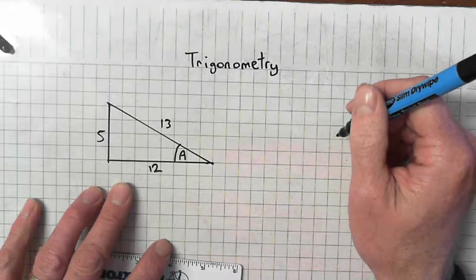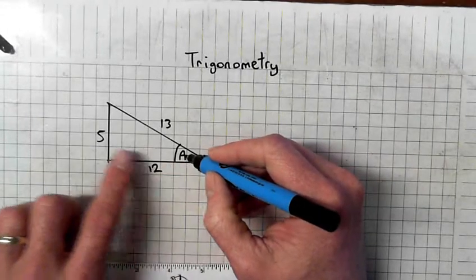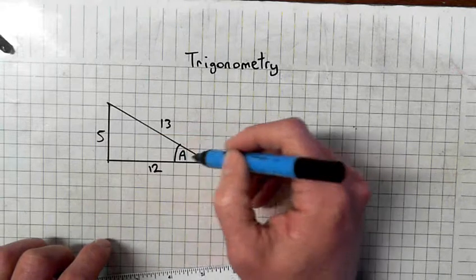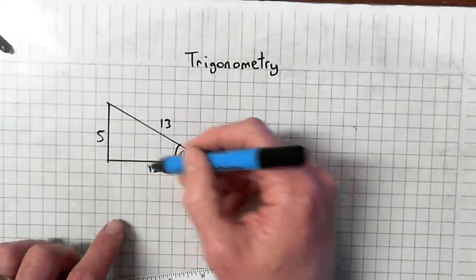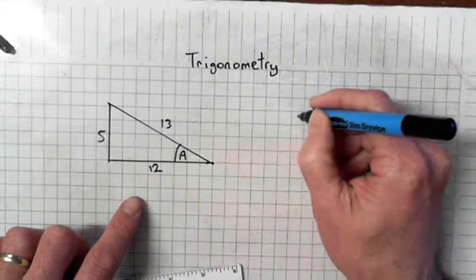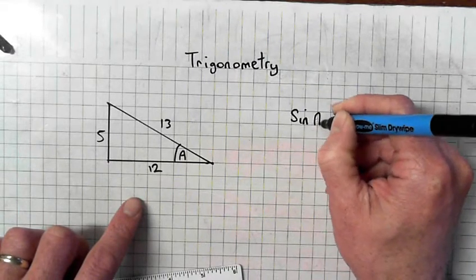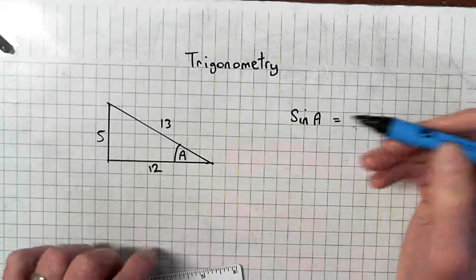Are you ready? Alright, so this is the angle, that's the opposite, isn't it? That's the hypotenuse along the side, so the last side is the adjacent. Alright, so first of all, what's the sine of A?